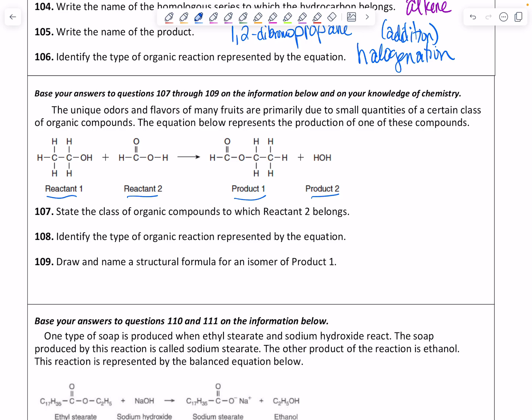The second one says identify the type of organic reaction used to make soap. So this is just a straight up vocabulary. So it's saponification.